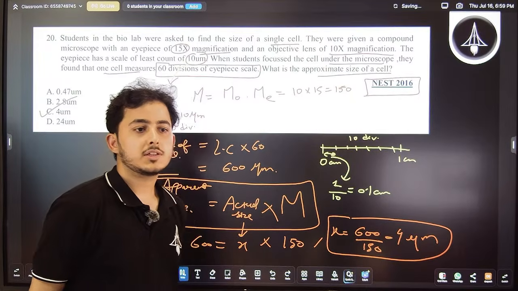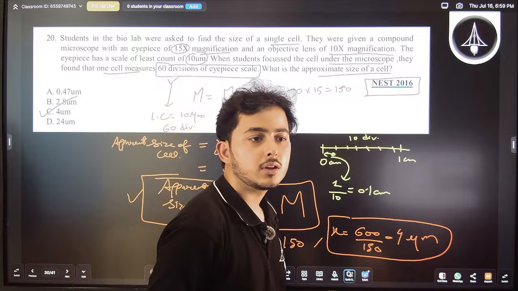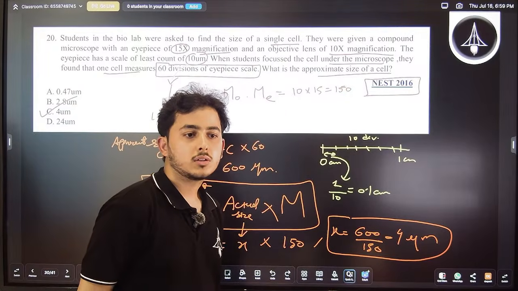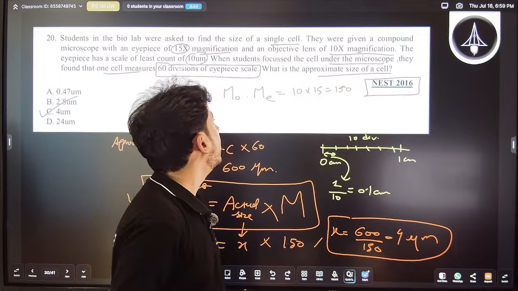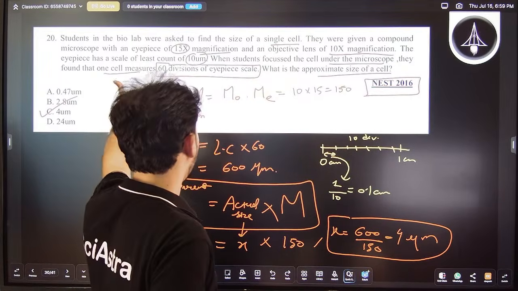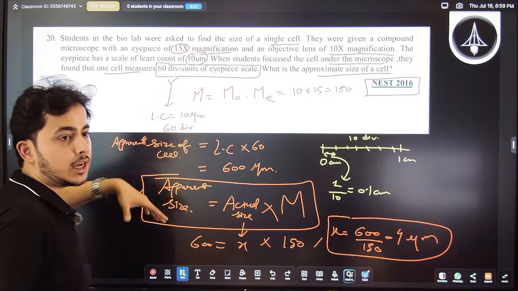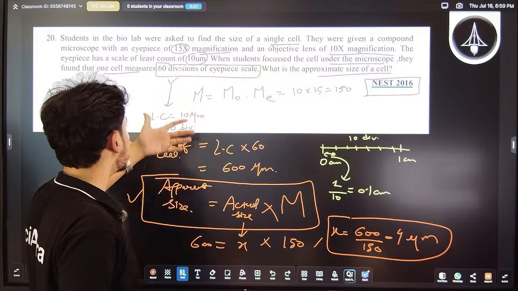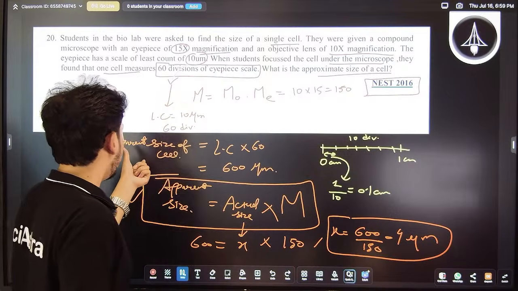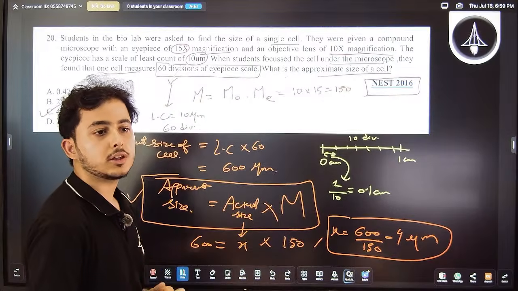Yeah, option number C is correct. The question says, what is the approximate size? Because whatever you are calculating in this particular sense will have some error, right? That is why it says approximate, but approximate and apparent are different. Okay, I hope this is clear.